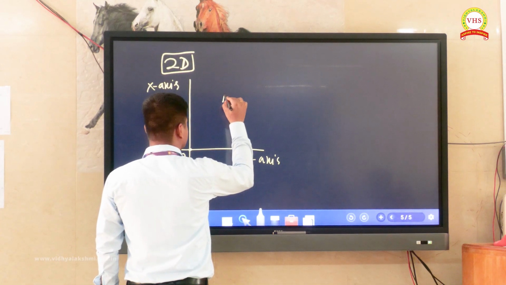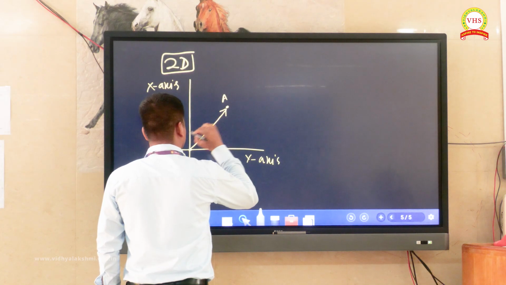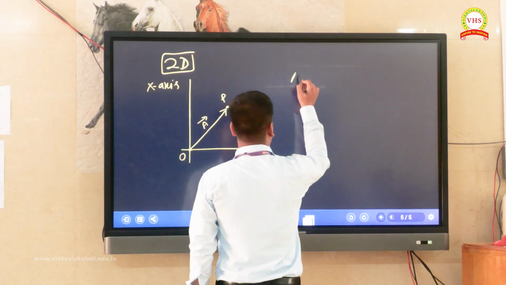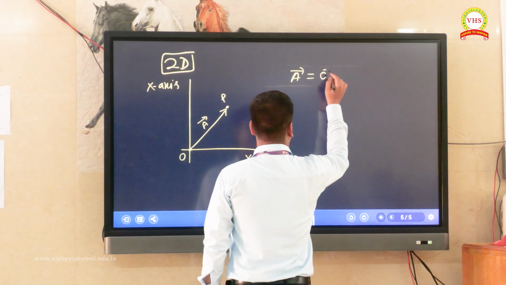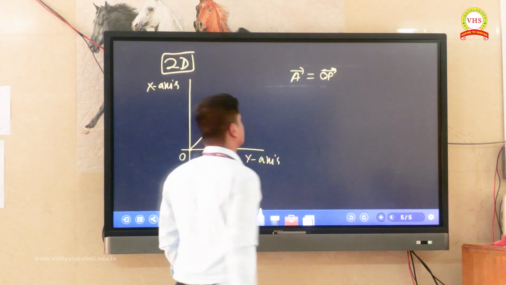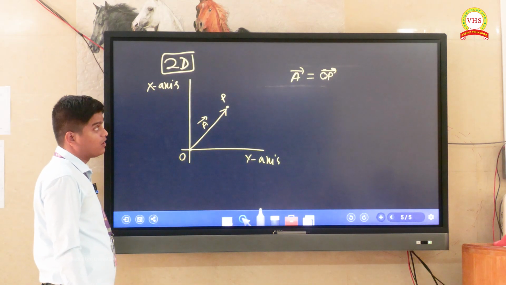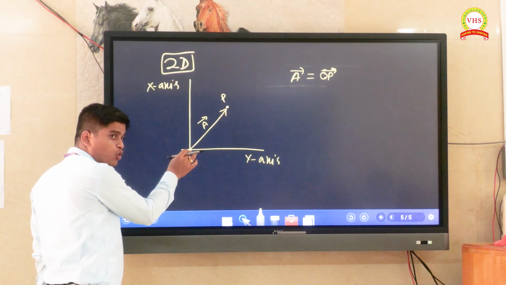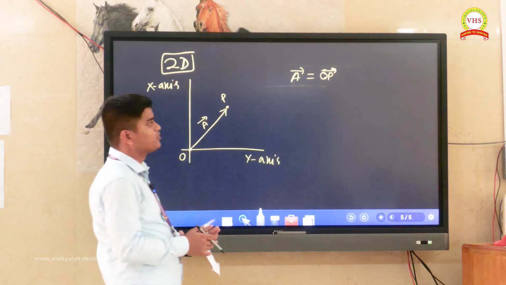Now this point is P. Now here one vector is there. This you take as A vector. This A vector can be written as OP vector. Yes or no? This A vector can be written as OP vector, because O to P: tail is O, head is P. So OP vector.